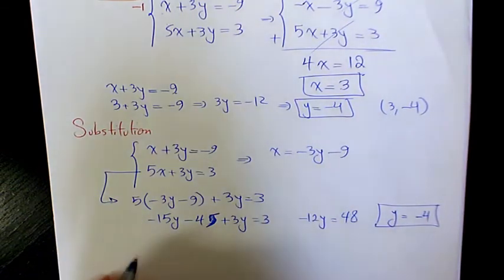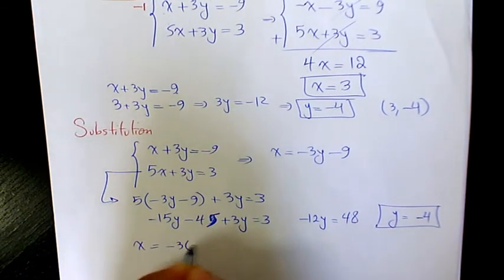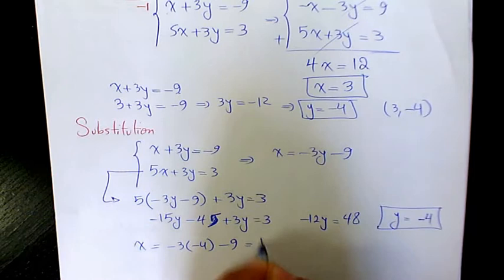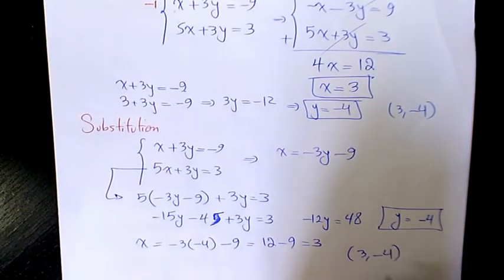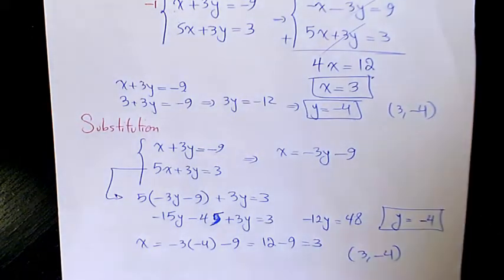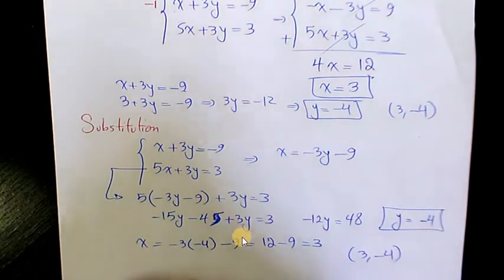Then you can sub it in this equation. x will be negative 3 times negative 4 minus 9. That's going to be 12 minus 9. That's 3. So we got the same answer again. As I said, you usually need to use only one of these methods. Next example.